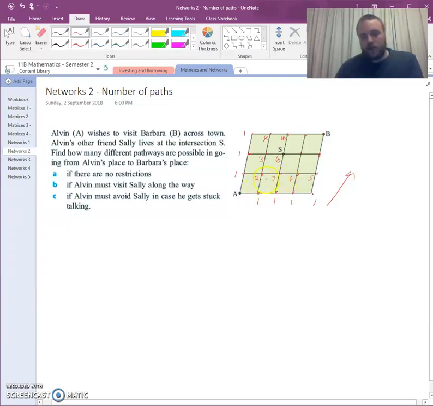You can see I'm moving slowly towards point B. If you just went all the way across and up, you'd miss some out. So we just generally want to move in that A to B direction. So 6 paths to here, 4 paths to here, 10 to that point, and 15 to here, so 10 plus 5. And at this point, there are 20, and then 35 in total to get to B. So if there are no restrictions, there are 35 paths in this network.